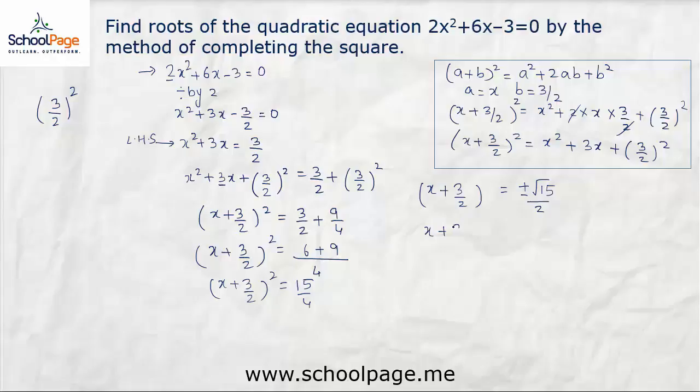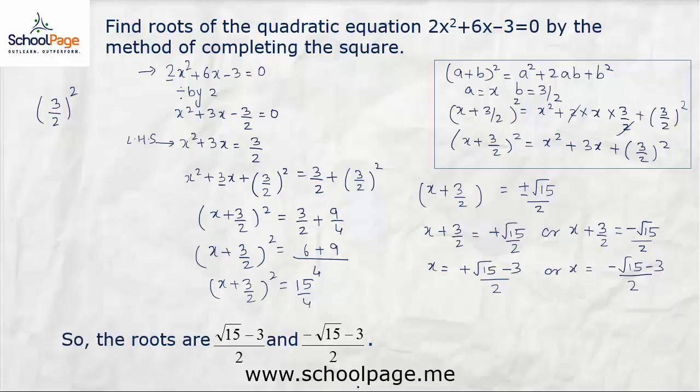That means x + 3/2 = +root 15/2 or x + 3/2 = -root 15/2. So x is equal to (root 15 - 3)/2 or x is equal to (-root 15 - 3)/2. So we have found the roots of our quadratic equation as (root 15 - 3)/2 and (-root 15 - 3)/2.